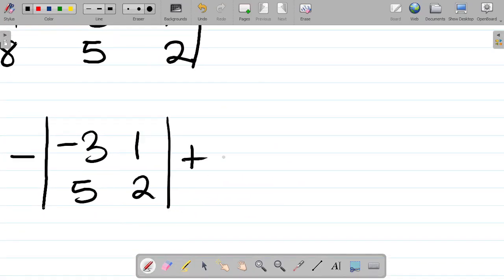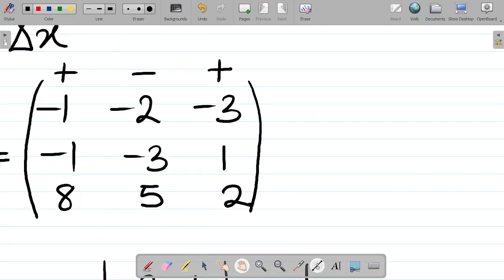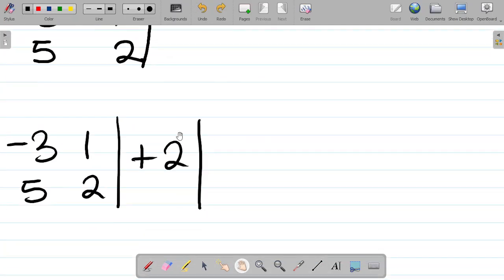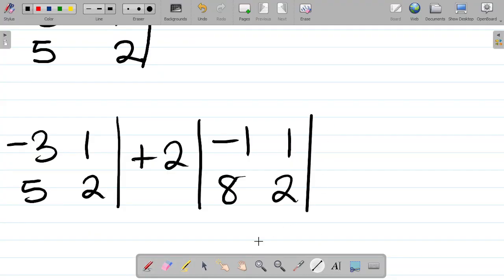So I have plus 2 into, for 2, again, cover the row and column. I'll cover this row, I'll cover this column. So it becomes minus 1, 1, 8, 2. All right, let me take it down. Minus 1, 1, 8, and then 2. So you have this one here.